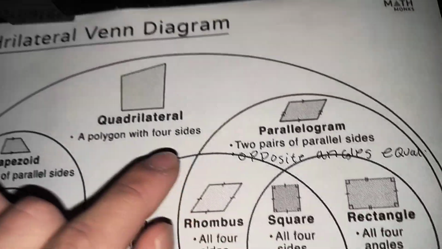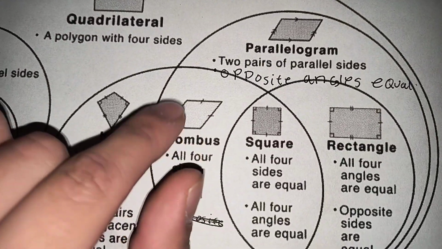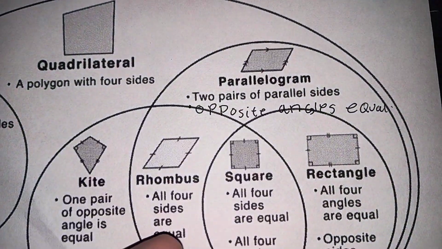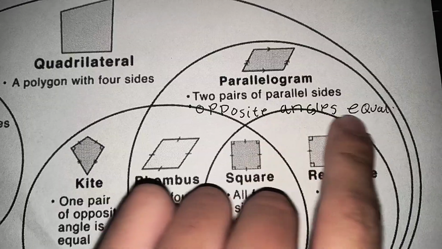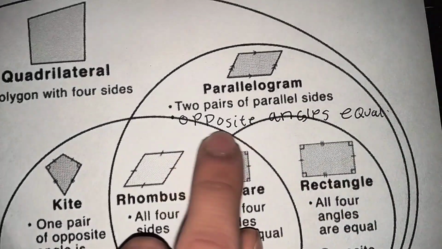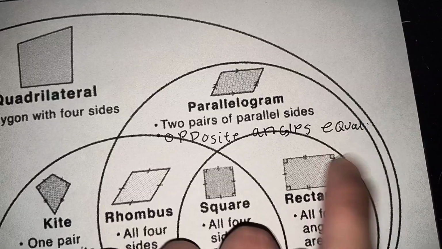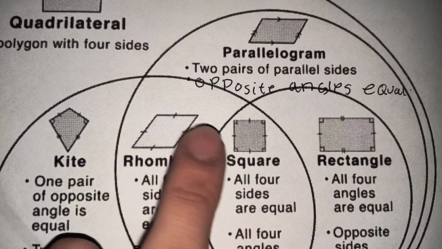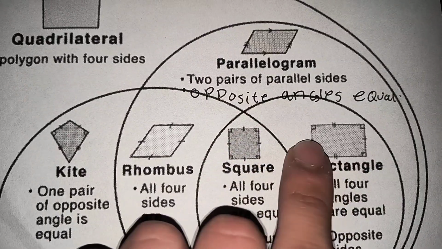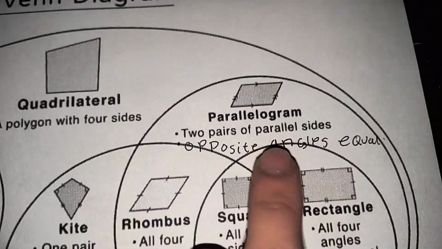And these are all parallelograms and quadrilaterals. They're all quadrilaterals because they're polygons with four sides. They all got four sides. But they're also parallelograms because they meet the definition of a parallelogram. They have two pairs of parallel sides, and their opposite angles are equal. This is parallel. These are parallel, and the opposite angles are equal.